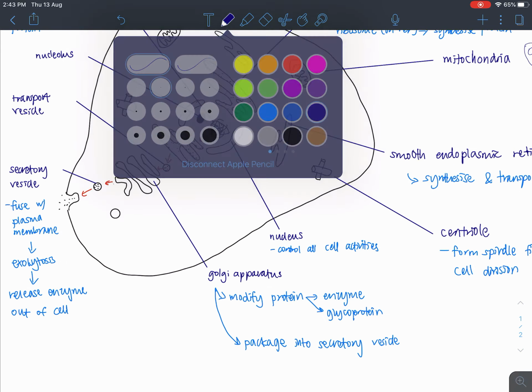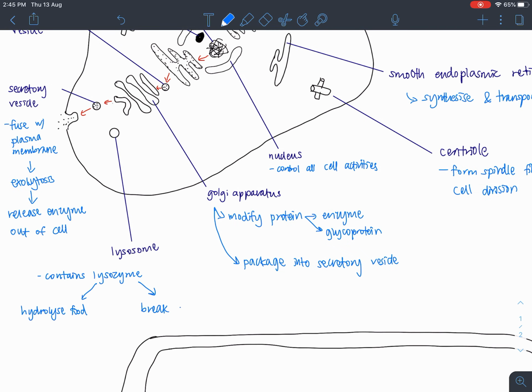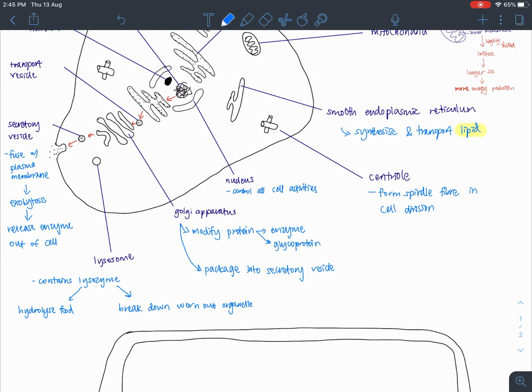Okay, next is the lysosome. Lysosome is also something which you only find in animal cells. Lysosome contains hydrolytic enzymes, or you can also know it as lysozyme. It's able to hydrolyze food and able to digest or break down worn out organelles. So hydrolyze, digest, and break down are three terms which you can use in place of each other, because all three of them have the same meaning.